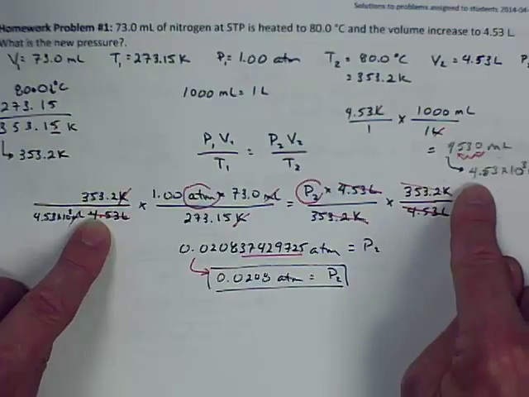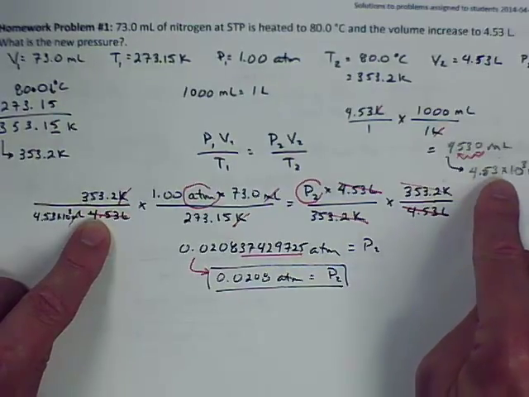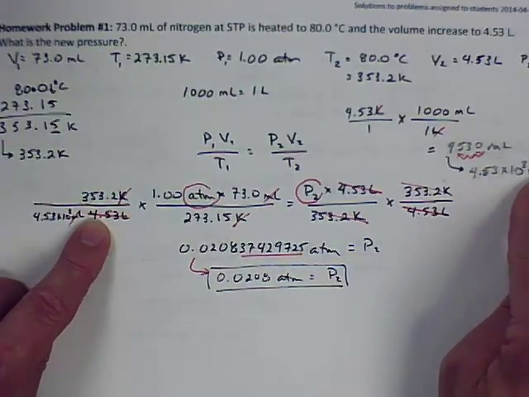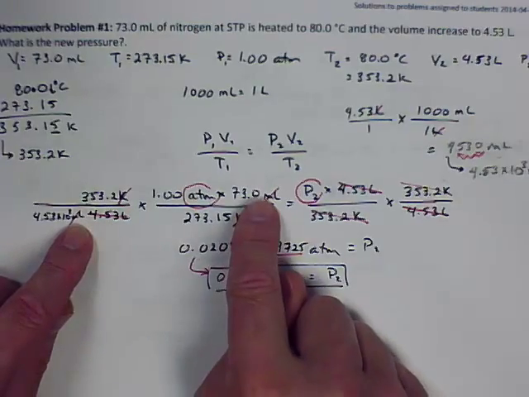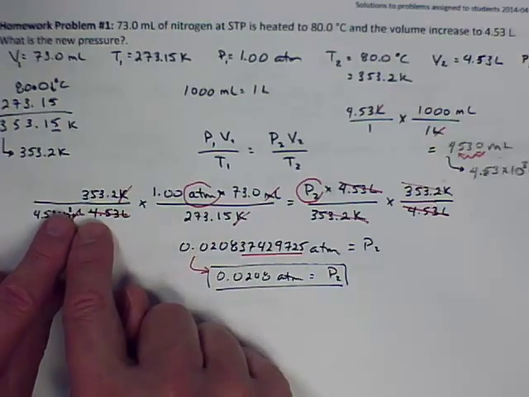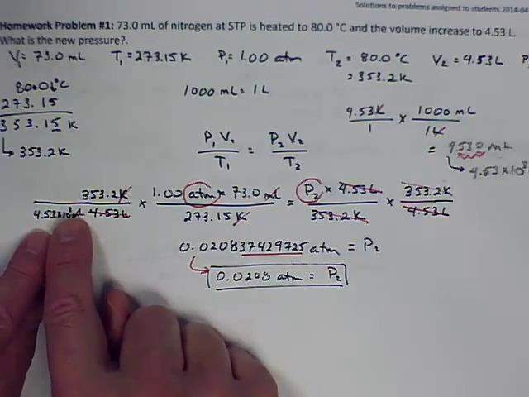Round it off using scientific notation. I get 4.53 times 10 to the third milliliters. Now it's perfectly okay if you change this into liters instead. You can do that too. But I changed it. I changed 4.53 liters into milliliters.